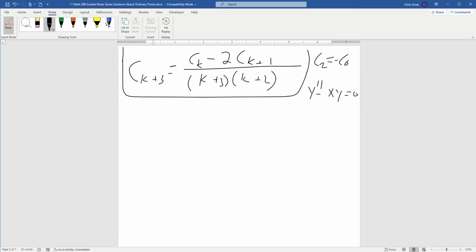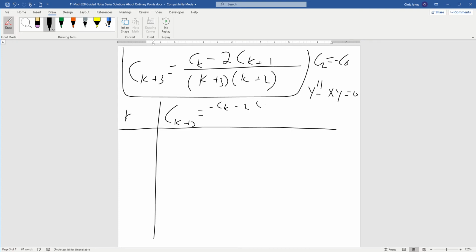What we're going to do is try to guess a formula for this. We have k starting at 0, so we have our first value of k, and then we're going to have c sub k plus 3, which is going to be equal to ck minus 2c sub k plus 1 divided by k plus 3 times k plus 2.